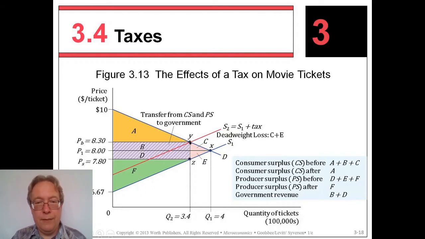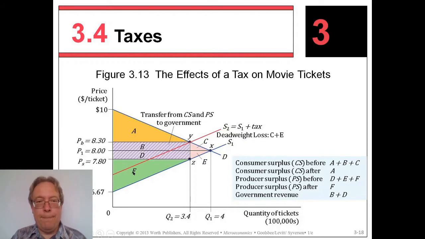That will be here, right? At Y. What will be the new consumer surplus? Well, below demand, above price, so that will be area A. What will be the new producer surplus? Well, remember that actually, this is the market price, but movie theaters have to pay 50 cents to the municipality, so that means that they only end up receiving 7.80, right? So this is what they receive. This is the price that consumers pay, but this is the price that producers receive. So in other words, producer surplus will be exactly this area F.